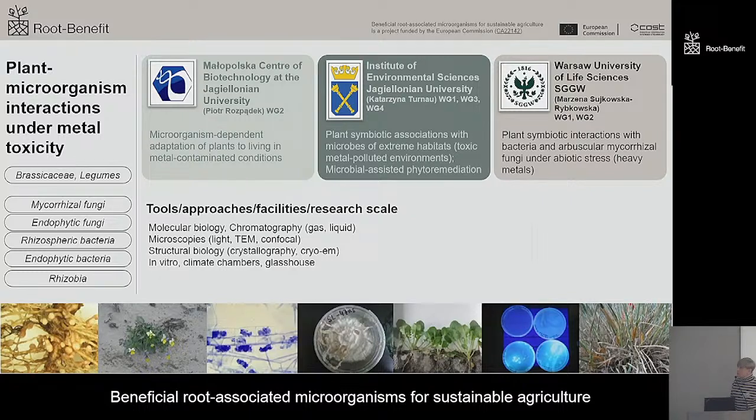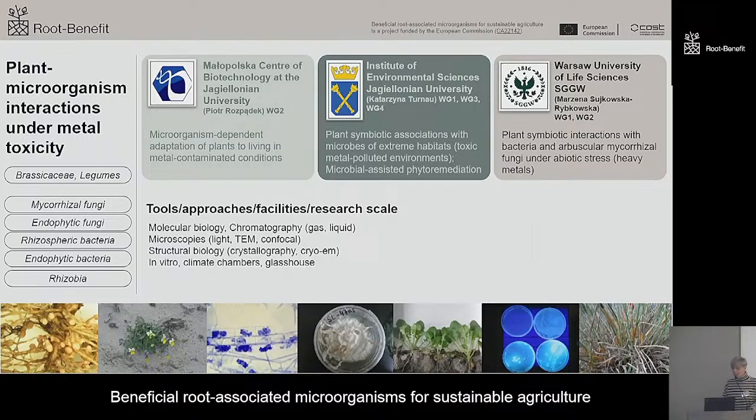The next topic, well recognized in Poland, concerns plant-microorganism interaction under metal toxicity. And here Piotr Spondek's group from the Małopolska Center of Biotechnology at the Jagiellonian University specializes in researching microorganism-dependent adaptation of plants to living in metal-contaminated conditions.